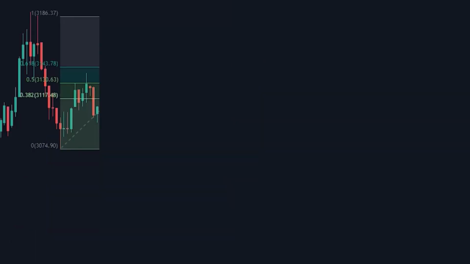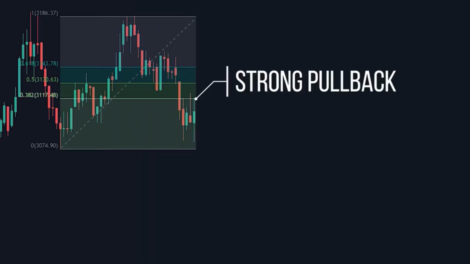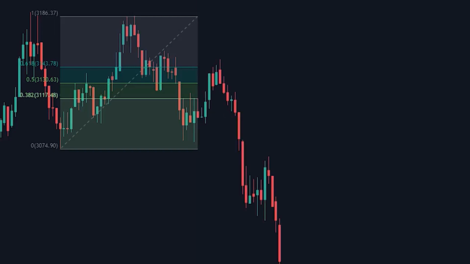Let me show you an example of a strong pullback. So as you can see here, we set our points to the highest high and the lowest low. Then we can see the price move upwards, then have a pullback under the 0.382 line, which we consider a strong pullback. We can predict that after the price has a strong pullback, it will start to move sideways or reverse in the opposite direction. And just as we predicted, the price starts to fall hard.